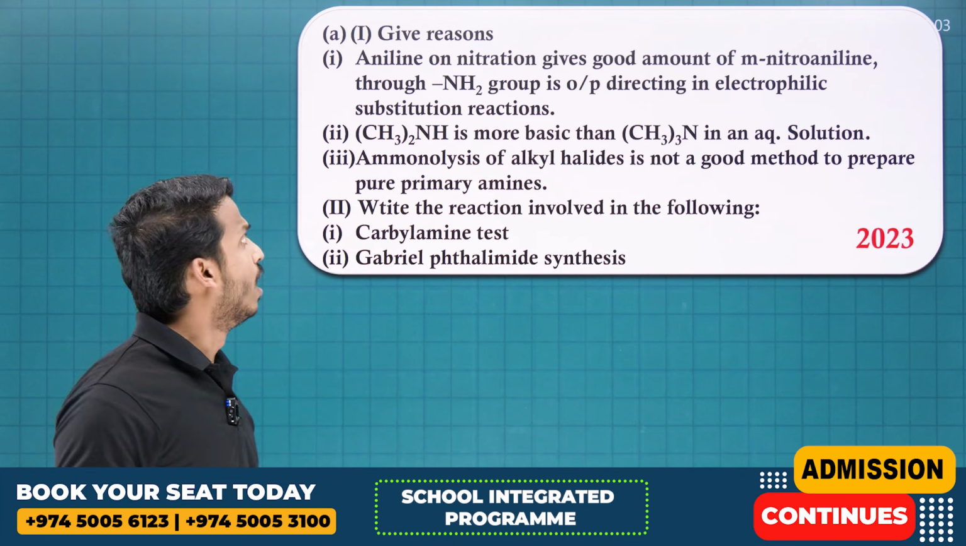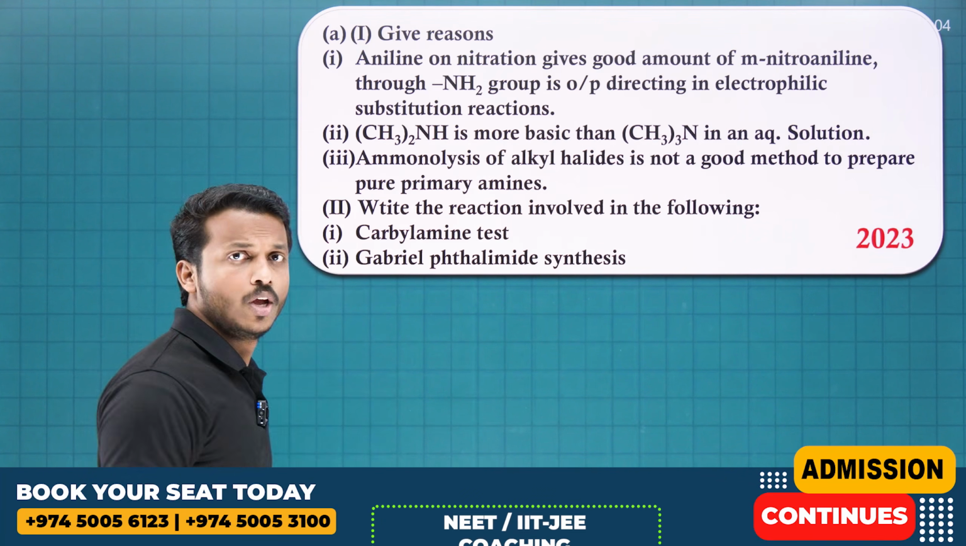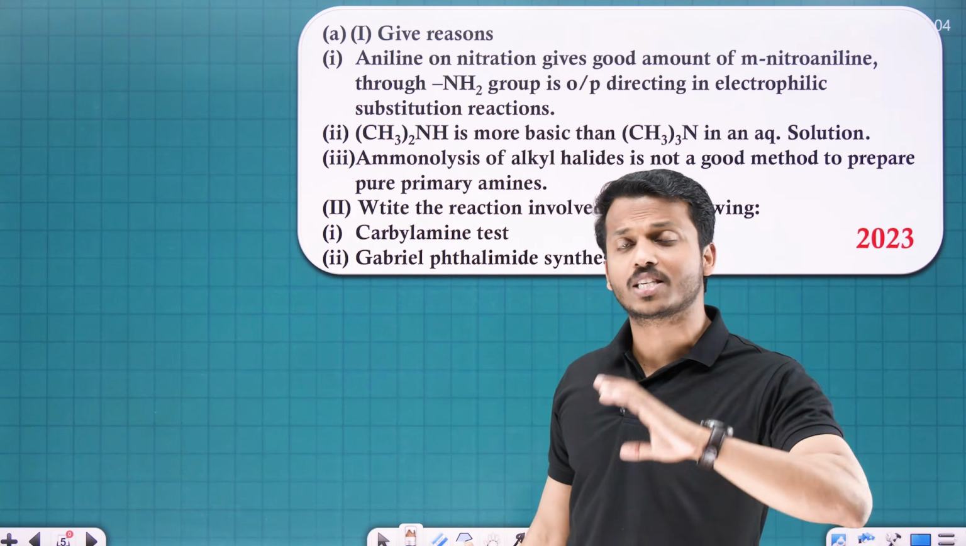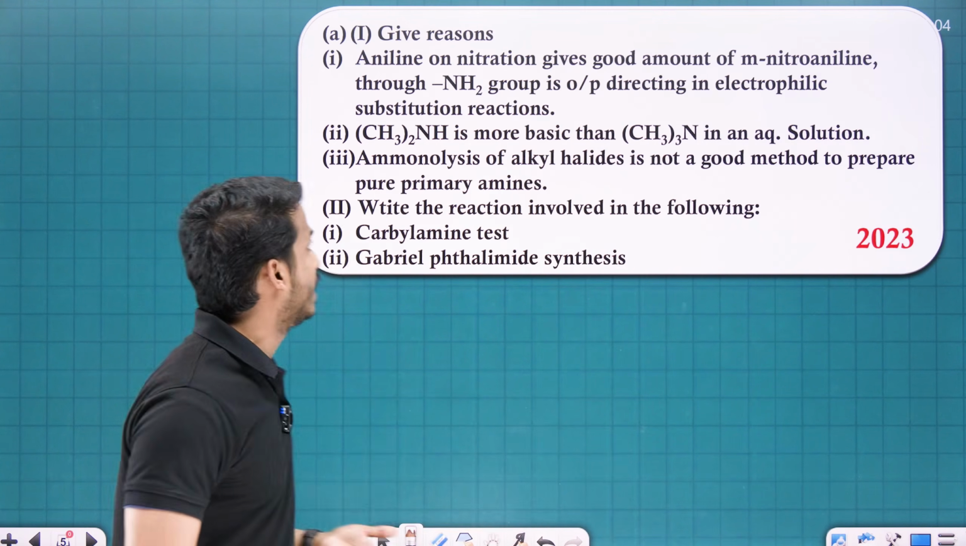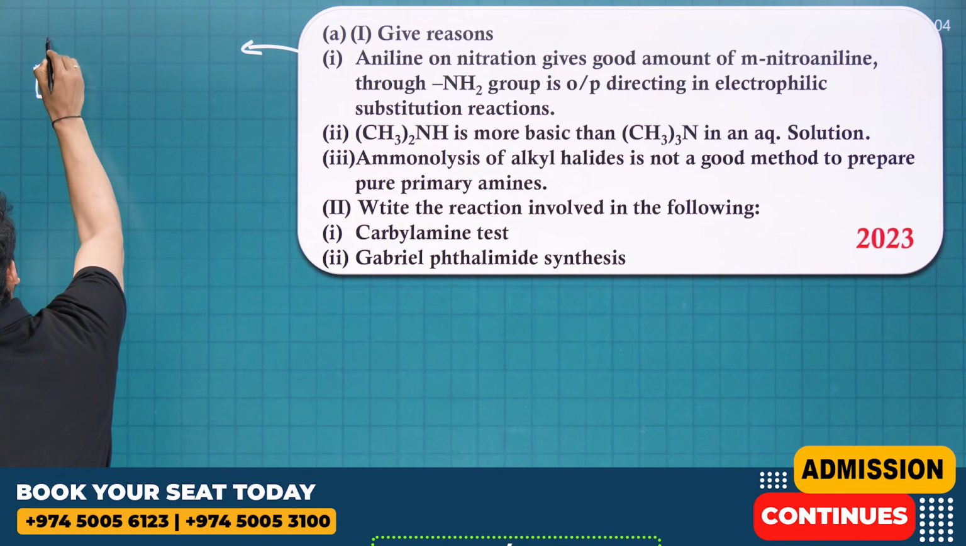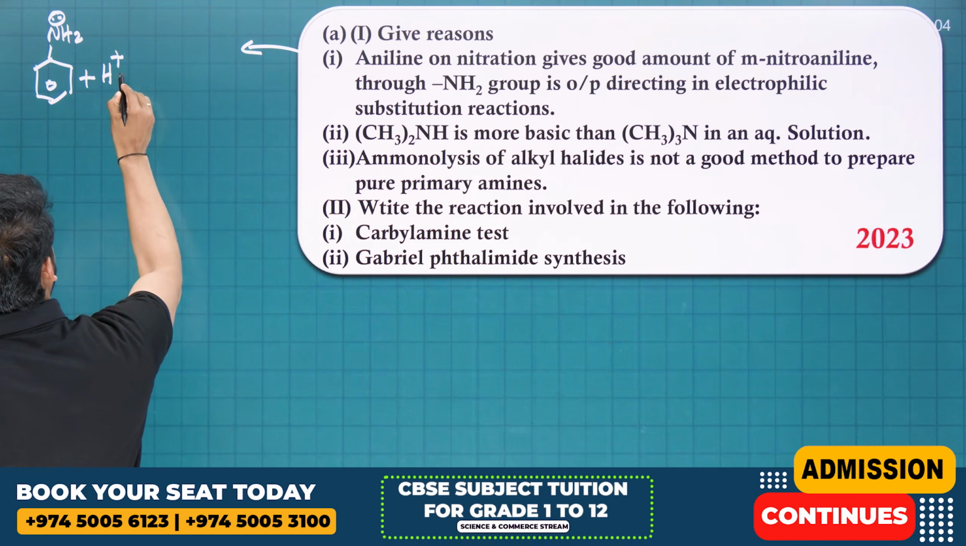Repeated questions, my dear. Aniline on nitration gives a good amount of meta product. We know aniline is an ortho-para directing group, but why is it still giving the meta product also? We know the reason. First question, the reason. We know aniline is a very strong ortho-para directing group, but it reacts with the strong acidic medium.